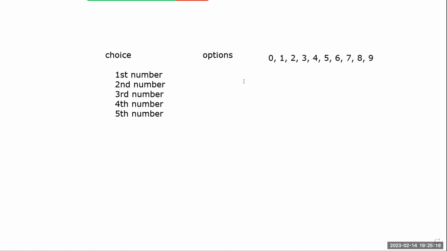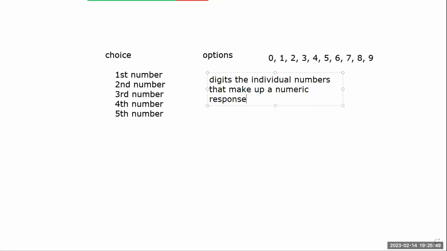Digits, by the way, because this comes up in other problems too, and for the sake of people watching this later, digits are the individual numbers that make up a numeric response. So you could have a 2-digit number, you could have a 5-digit number. Here we have a 5-digit zip code.